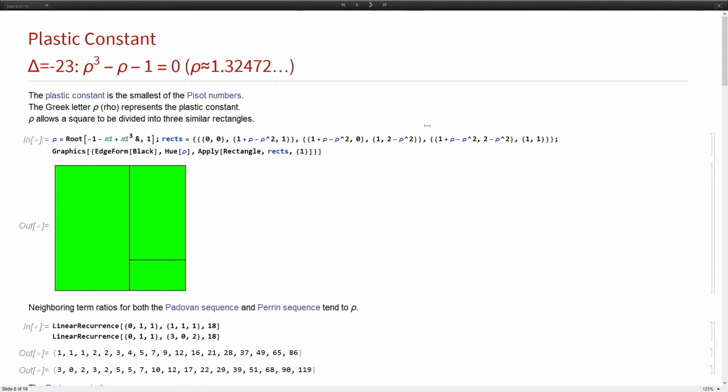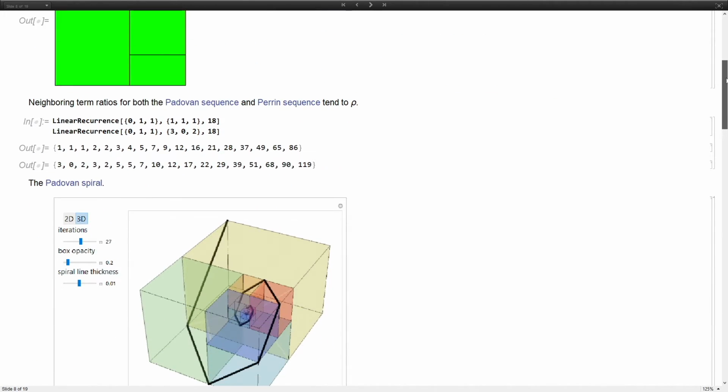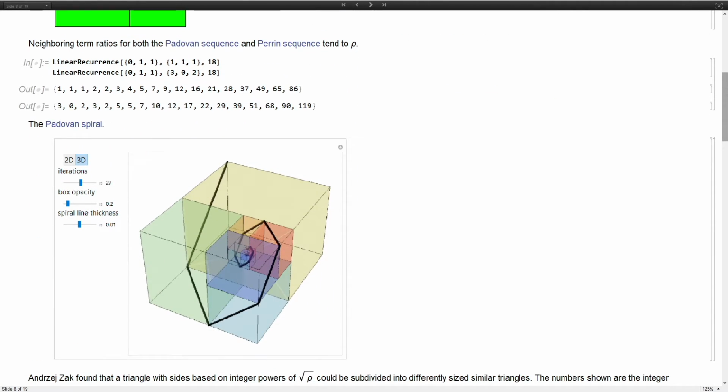Now, another one of the really powerful ones is the plastic constant. And this is the one where I found the most solutions in. Here's a way of dividing up a square into 3 similar rectangles that all have ratios based on the plastic constant. And the value is about 1.324, and it has a discriminant of minus 23. So if you hit a discriminant of minus 23 when you're using these techniques, you know that you're in plastic space. So we've got the Padovan sequence, which this is based on.